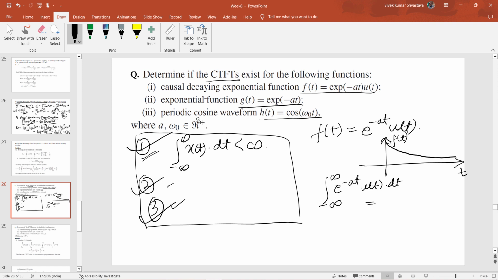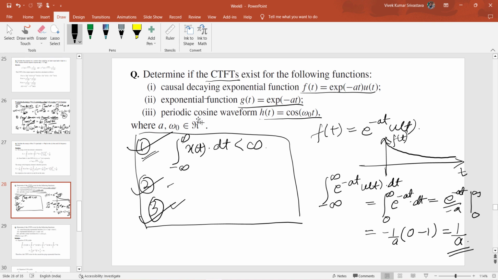So this will be equal to the integral from 0 to infinity of e raised to the power minus at dt, and once you evaluate this, you get e raised to the power minus at by minus a, and the limit of integration is from 0 to infinity, so minus 1 over a times 0 minus 1, so this will be equal to 1 over a.